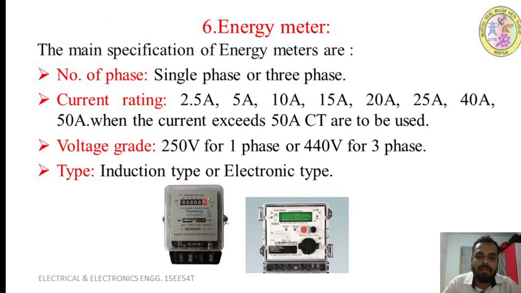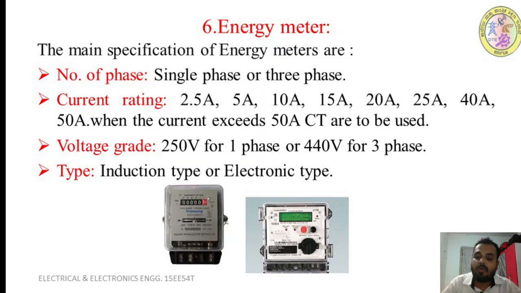So the next component we are having is energy meter. Here the main specifications of energy meter are number of phase. It may be single phase energy meter, or for three-phase application, we are going to use three-phase energy meter. And the next specification is current rating. The current rating of this energy meter may be 2.5 ampere, 5 ampere, 10 ampere, 15, 20, 25, 40, and 50 ampere. And when the total load current exceeds 50 ampere, if your factory load current is exceeding 50 ampere, then along with your energy meter, you have to use CT, that is current transformer.